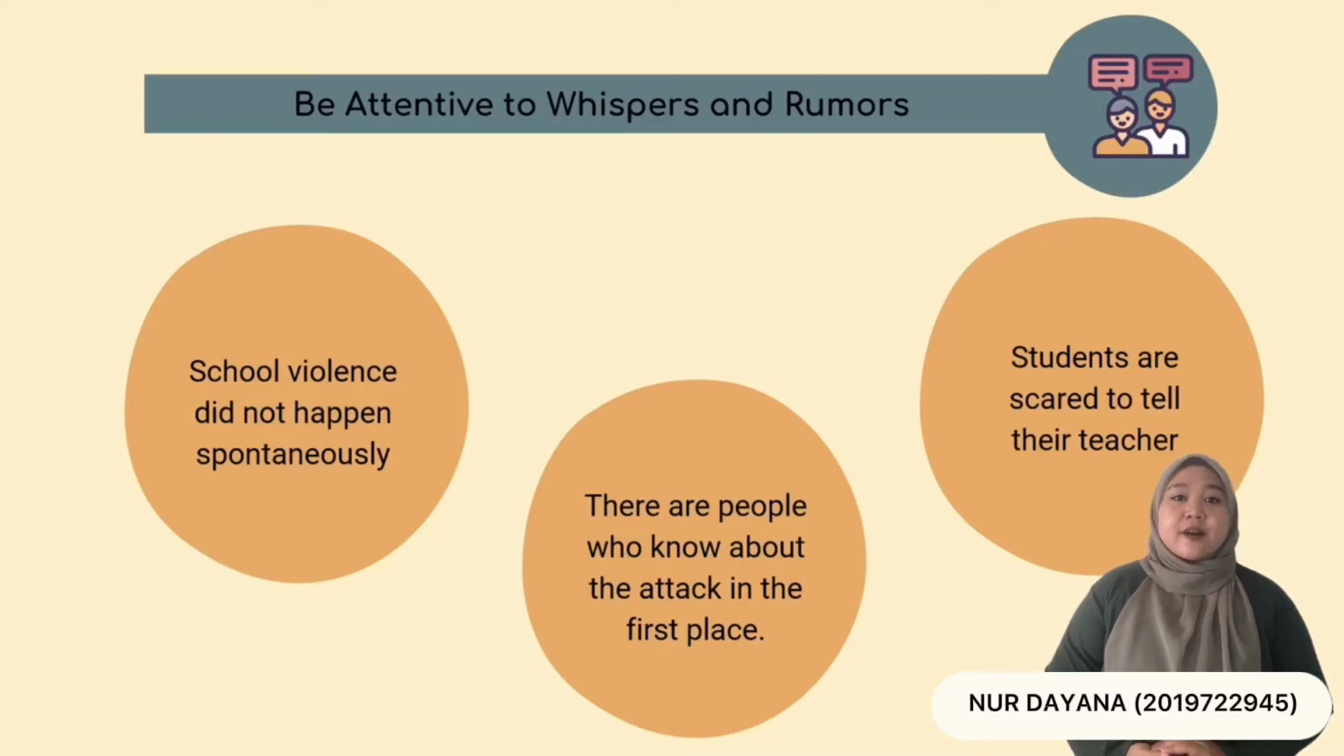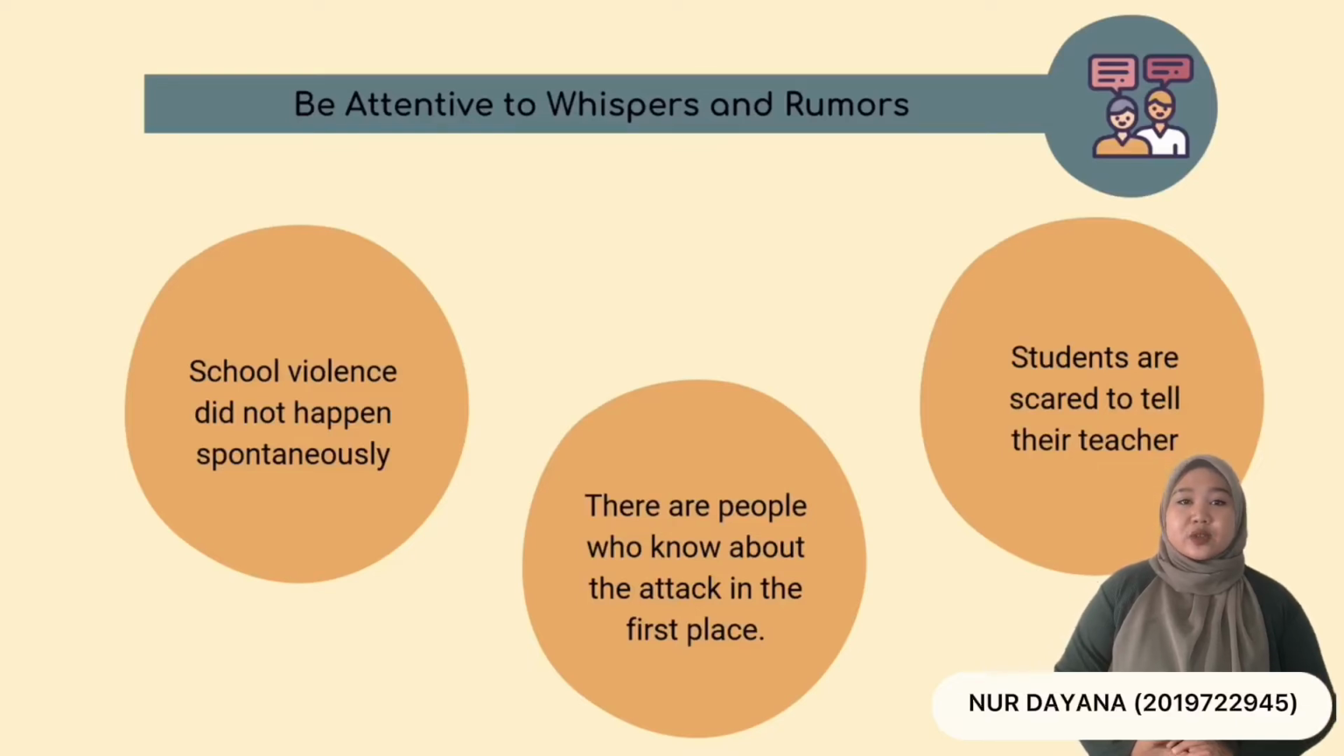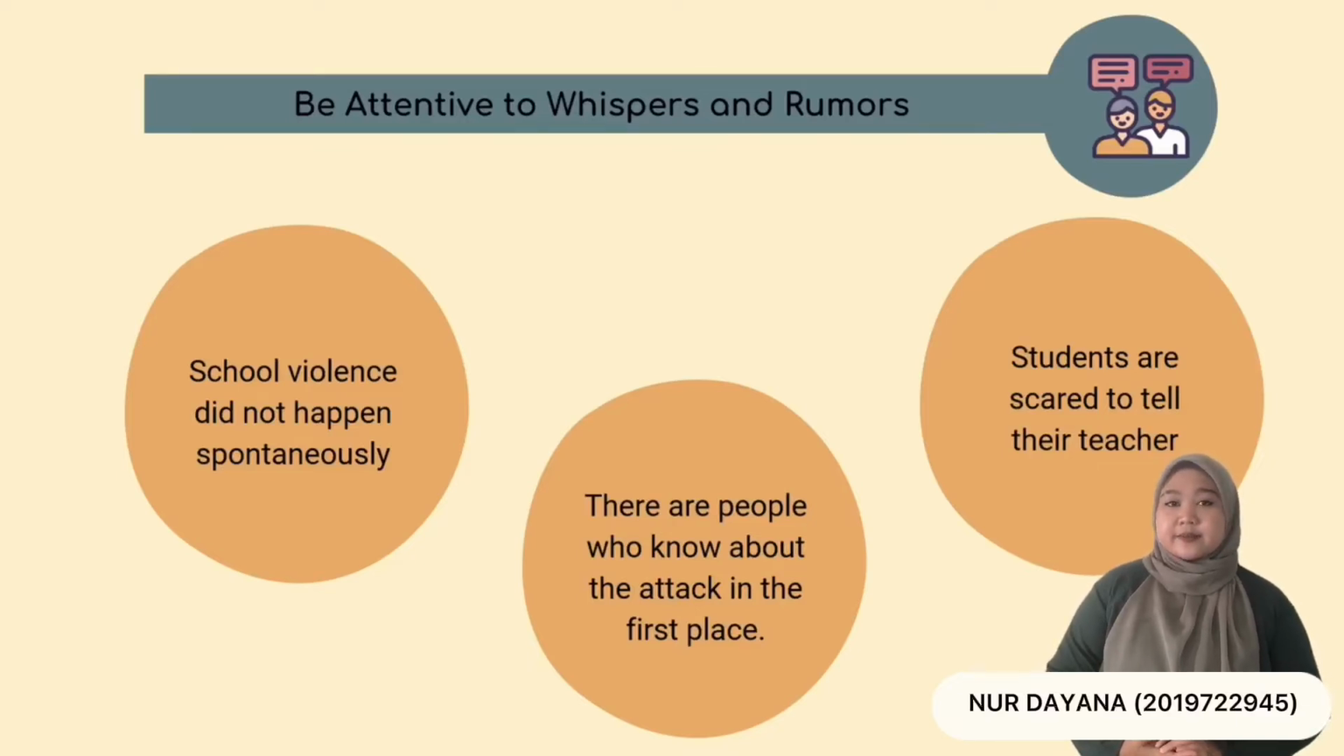Normally, there are people who know about the attack in the first place, but some of them are aware of the details of the attack while others are only aware that something bad will occur at the school on a particular day. From the findings, students are scared to tell the teacher about the threats they know. This is because they are worried that something bad will happen to them.